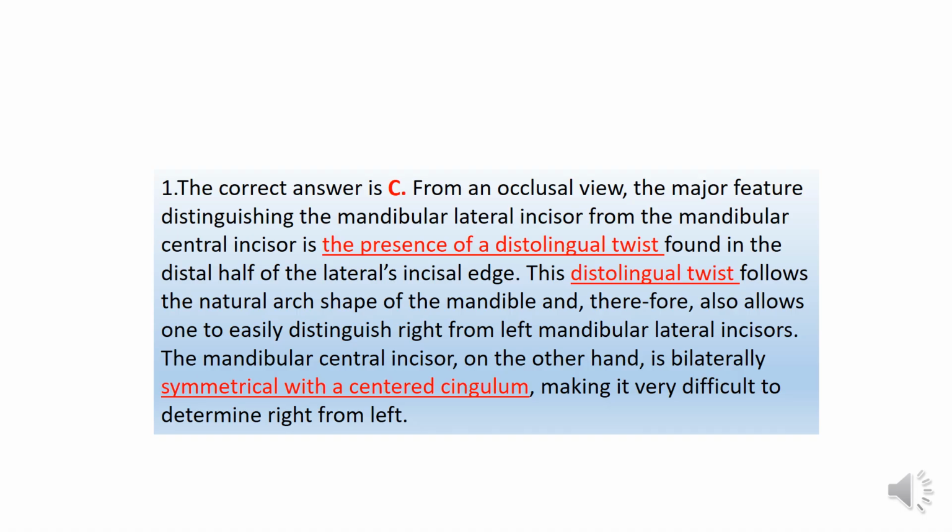The mandibular central incisor, on the other hand, is bilaterally symmetrical with a centered cingulum. One more question arises from here, like the cingulum. In the mandibular central incisor, the cingulum is in the center. It is not offset from the center. So you can make a note of this explanation, and it can be tested in the final ADAT. Let's move to the second question.